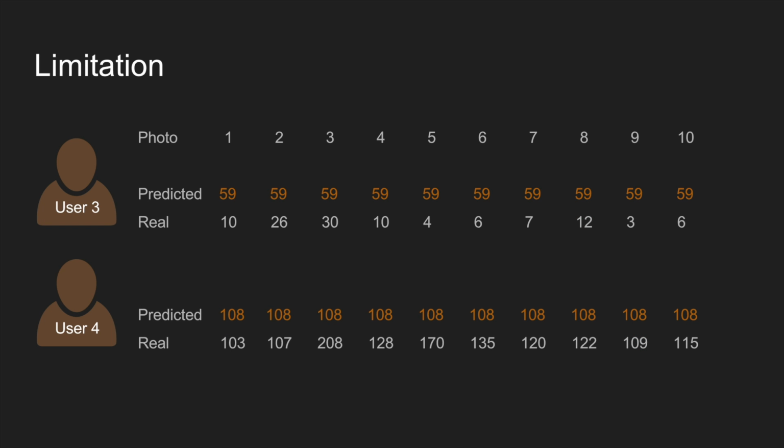However, there is also a limitation in our model. For users whose average likes of the previous posts is less than 150, the model can estimate the approximate like counts, but cannot tell the difference between the posts, resulting in the same predicted values for all posts of the user.